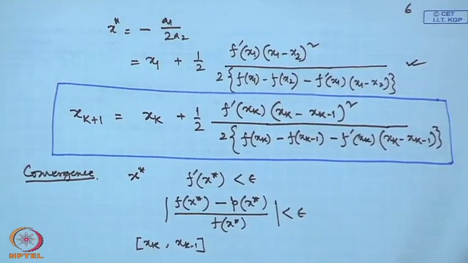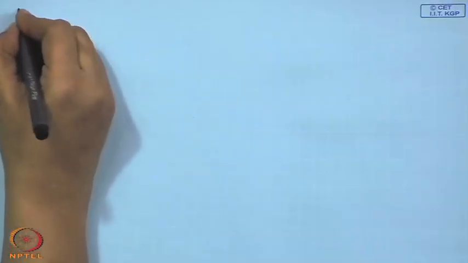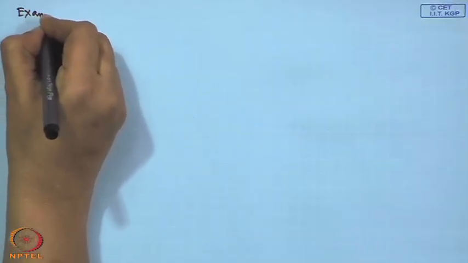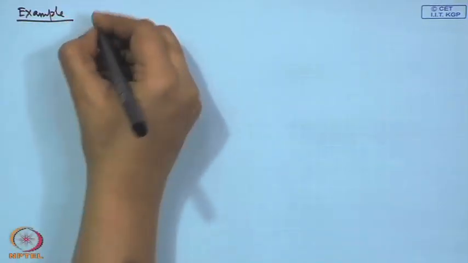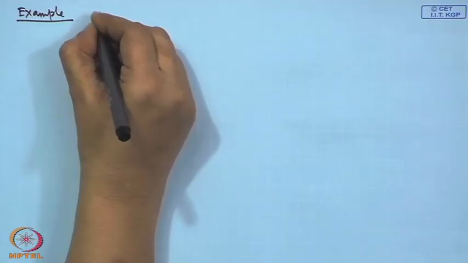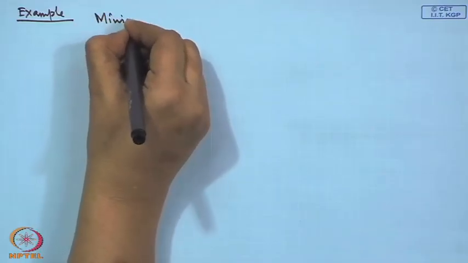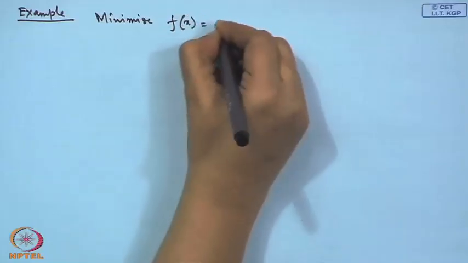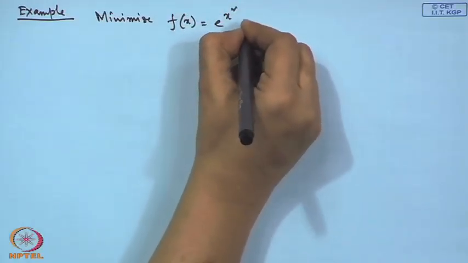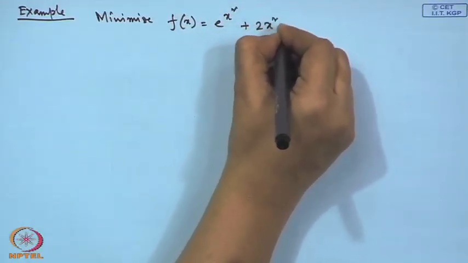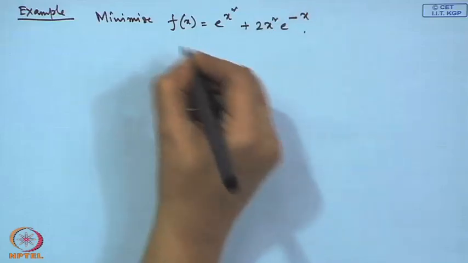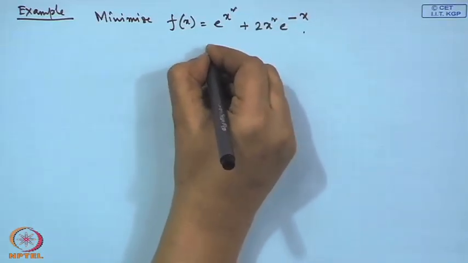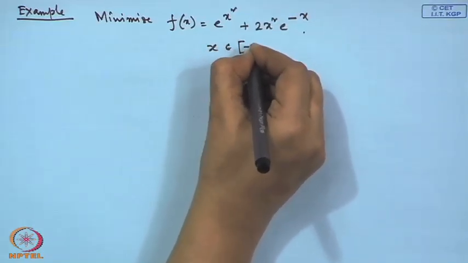Now, let me apply this to a problem given like this example, where we need to minimize f(x) equal to e to the power x square plus 2 x square e to the power minus x, and the interval has been given that x is in between minus 1 to 1.